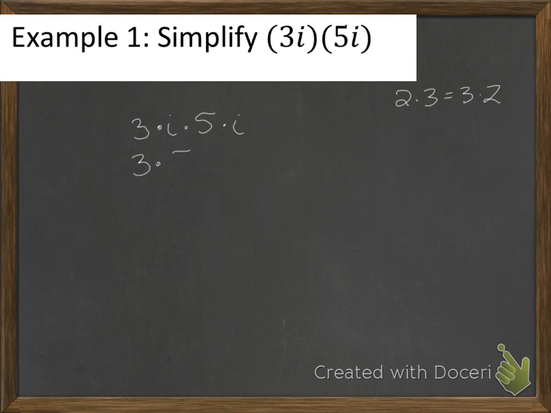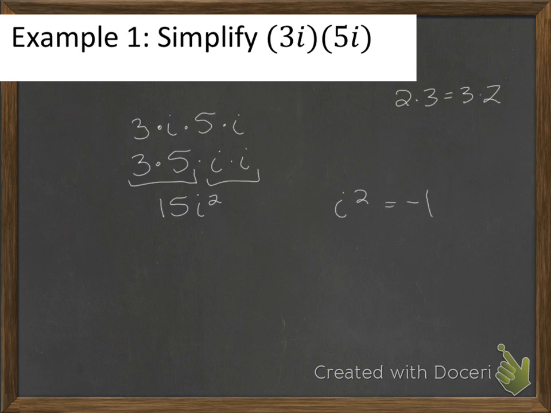So I'm going to put the 3 and the 5 next to each other, and then I'm going to put the two i's next to each other. So 3 times 5 is 15. i times i, just like any other variable, would be i squared. So you might think that we're done here. However, we need to pull out of our memory the fact that i squared is equal to negative 1.